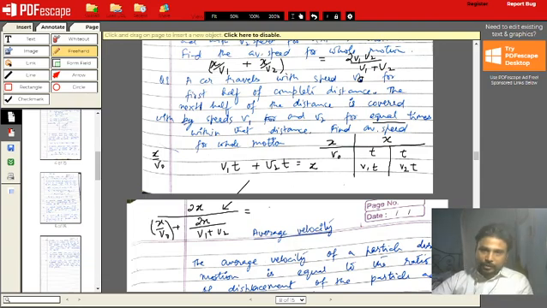So after calculation you would get 2 v naught, v1 plus v2, divided by 2 v naught plus v1 plus v2. So this is the average speed for the whole motion.